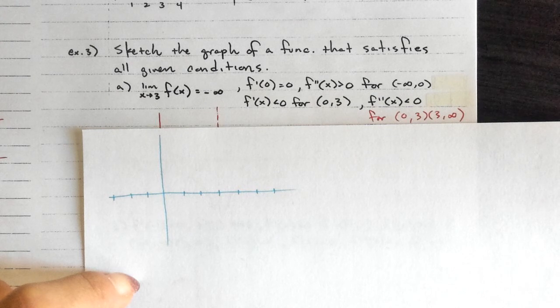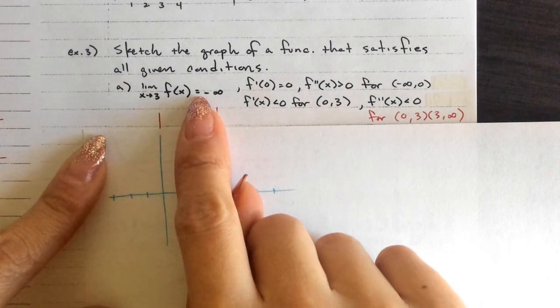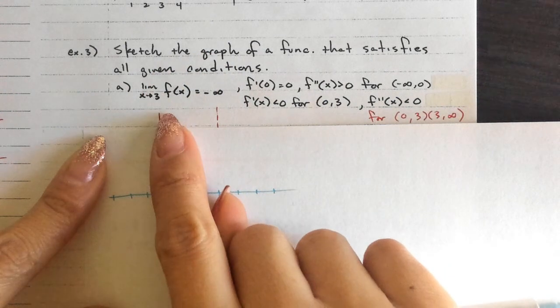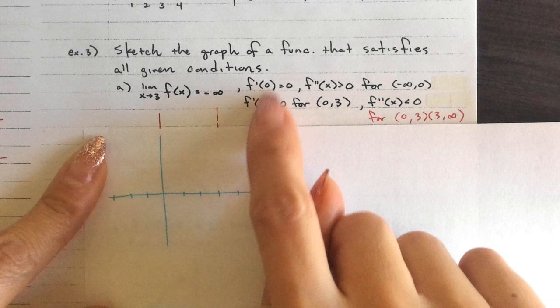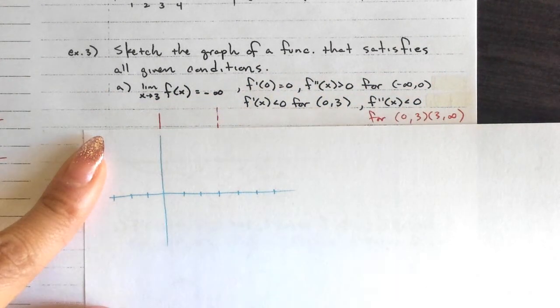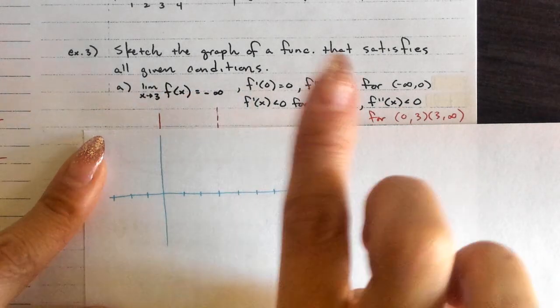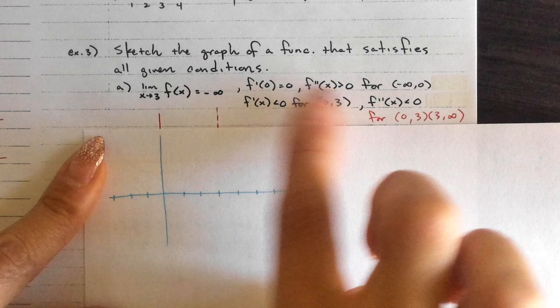I want to start with, if I have a limit or if I have an x value, I want to start with that. And then I want to go to f prime, and then I want to go to f double prime. Okay, so I want to go in that order. So f prime, and then f double prime.